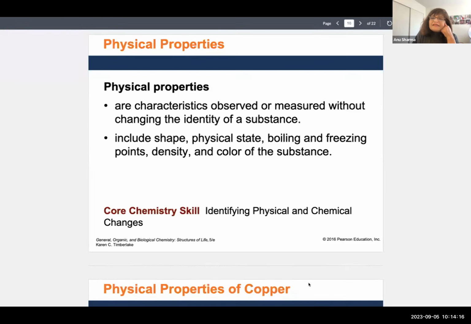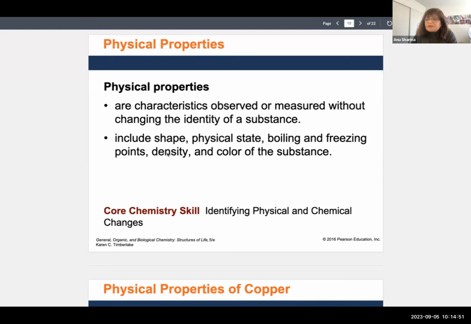Besides that, we can also get the physical properties of substances by seeing at what temperature it boils and at what temperature it freezes. Boiling is going from a liquid to a gaseous state, and freezing is going from a liquid to a solid state. But at what temperature is that happening? Every substance has a very specific temperature when that transformation occurs.